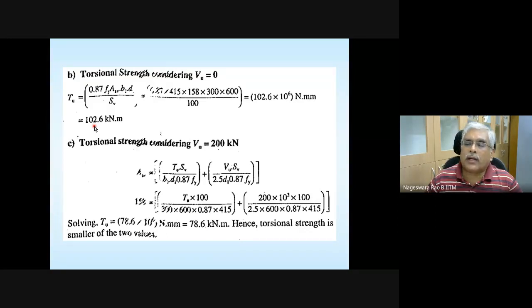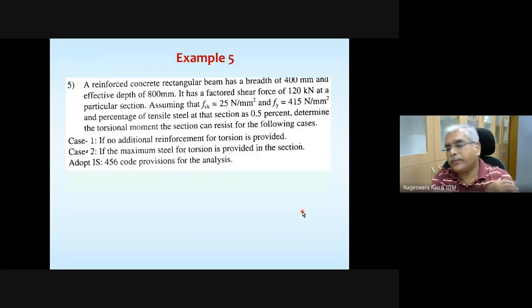When shear force is 0, direct shear is 0. When direct shear is 200 kilonewtons, what is the torsional resistance? Both are calculated. The reason it is calculated is you can assume one to be at the center, and this is at the support. Obviously, whatever is there at the support is going to govern. So this is the torsional strength of this beam. Okay, you go through this and check the numerical values. A few more examples we'll go through, so that with all that, you should be able to attempt your assignment.